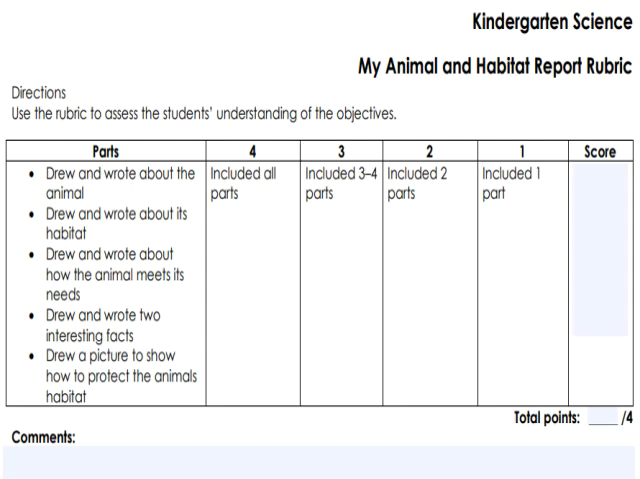All right, so now I've done everything on my rubric. Remember, I've wrote about my giant panda. I've wrote about its habitat where it lives. I've wrote about how the animal meets its needs, its food, its shelter, its water. I've wrote two interesting facts and I drew a picture to show how to protect the animal's habitat. So now I am good to go. I should get a really good score. I'm just going to upload that project and send it to my teacher so she can grade it or he can grade it for me.